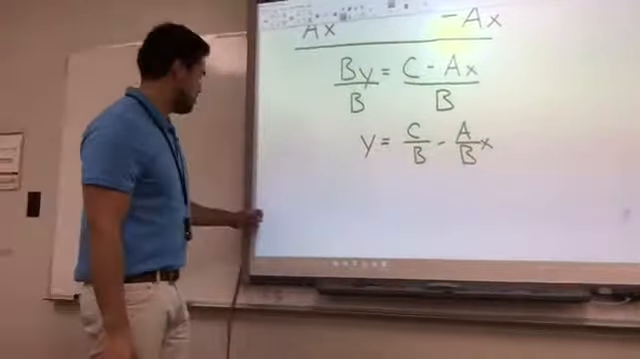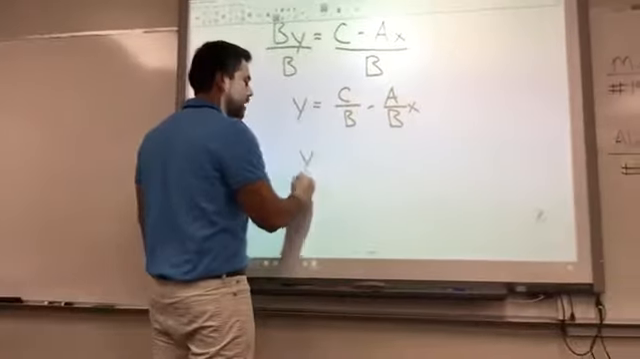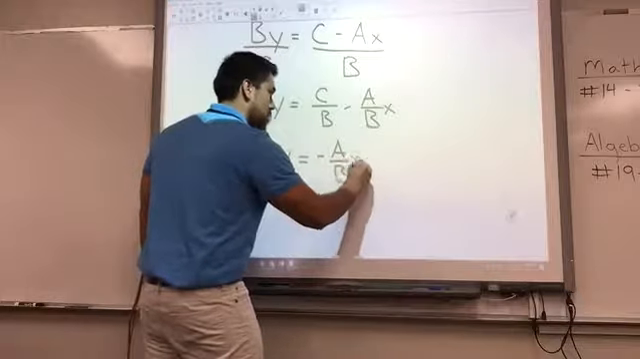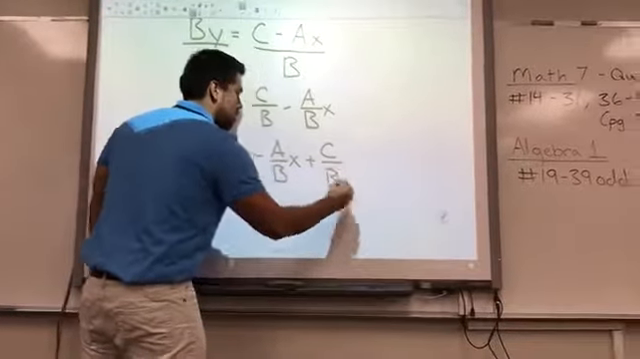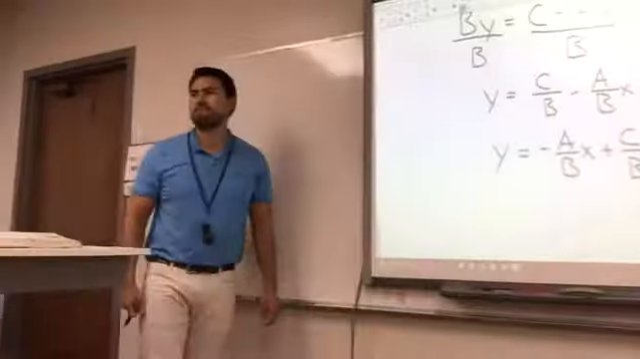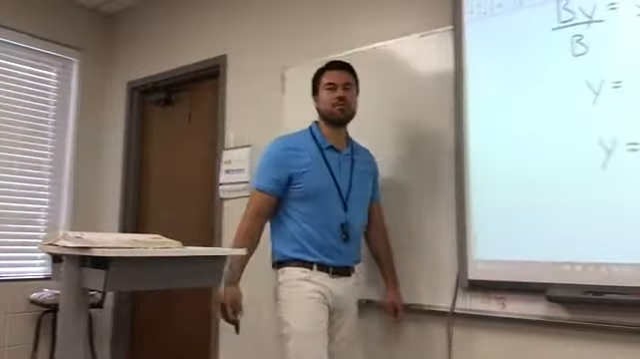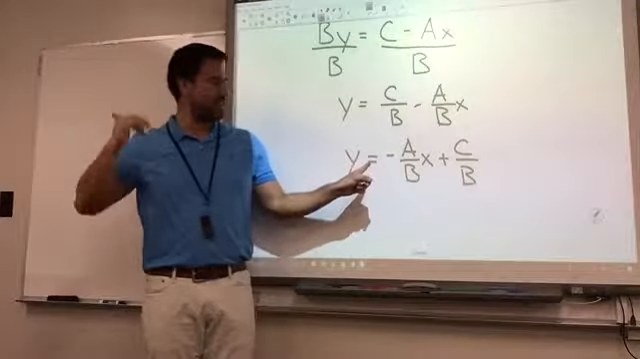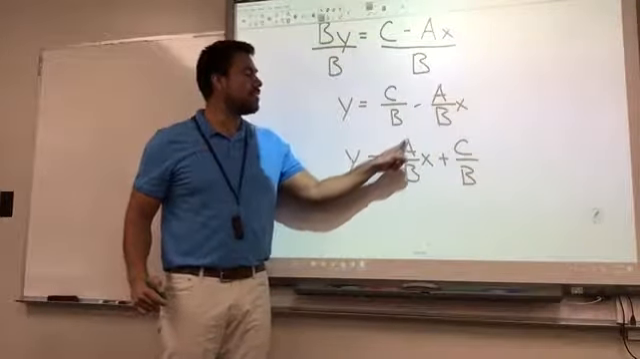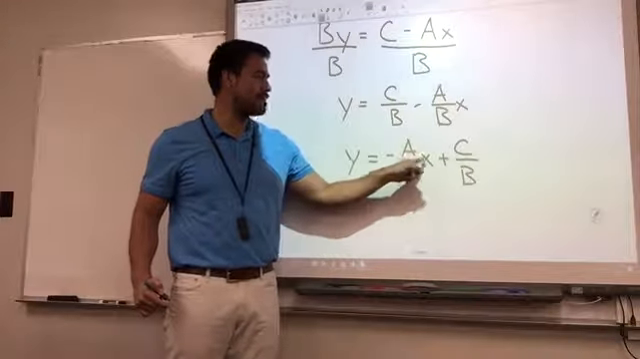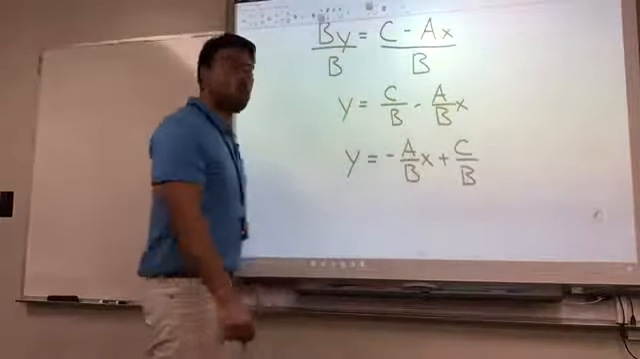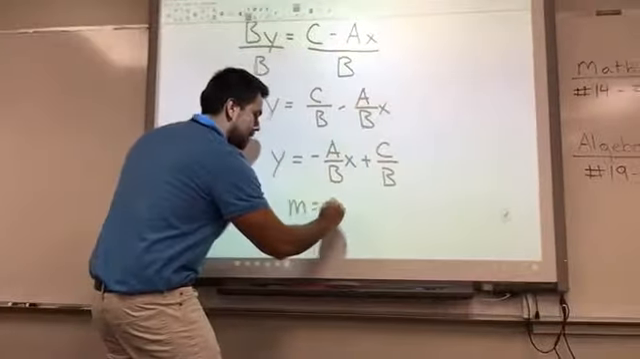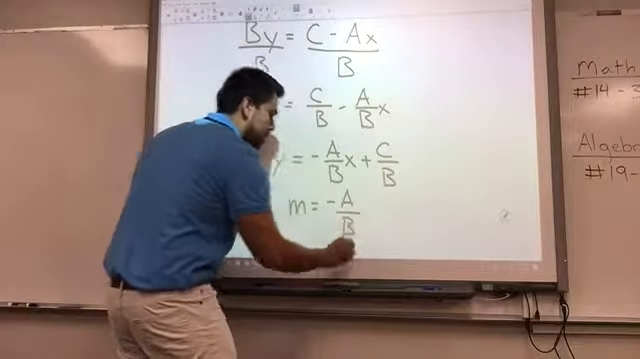I'm going to do something here. You guys tell me if I'm okay with doing it. Am I all right? Is that slope-intercept form? Okay, let's see here. Y equals, so far so good. Y equals negative A over B times X plus C over B. What would be my slope if I think this is slope-intercept form? Negative A over B. I would agree with that.